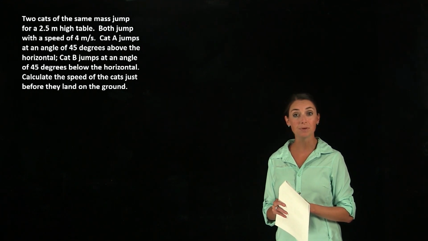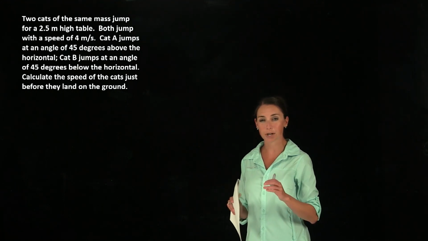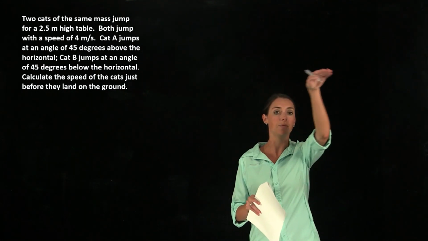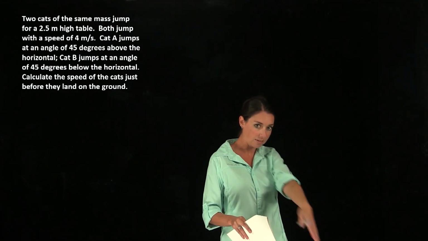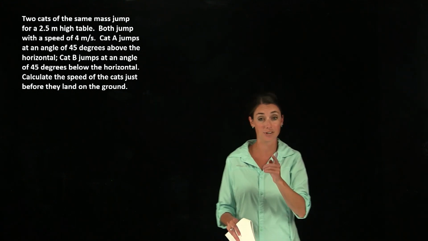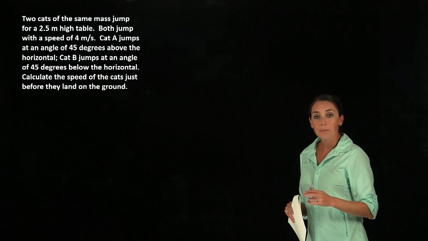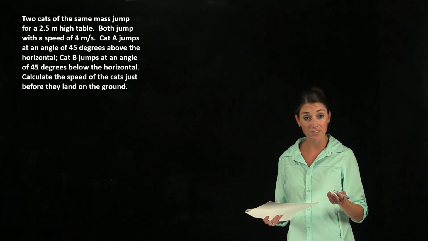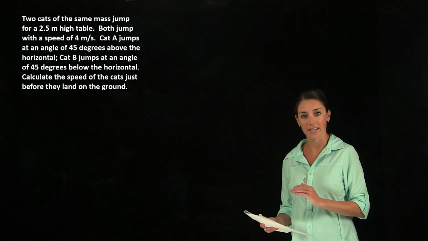Both are jumping with a speed of 4 meters per second, but they're essentially jumping in kind of opposite directions, so to speak. One's jumping up and away from the table, the other one's jumping downwards. Okay, not straight down though. And what we'd like to do is to calculate the speed of each cat before it hits the ground, just before that landing point.